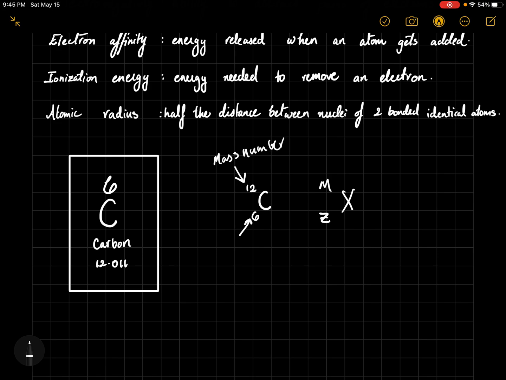And this mass number is always equal to the number of protons plus the number of neutrons.